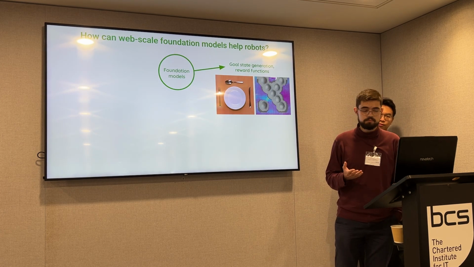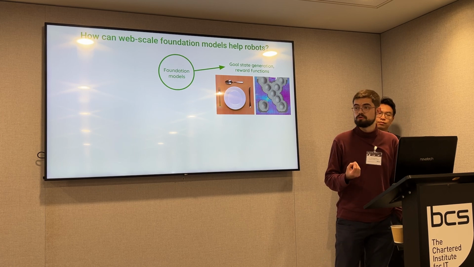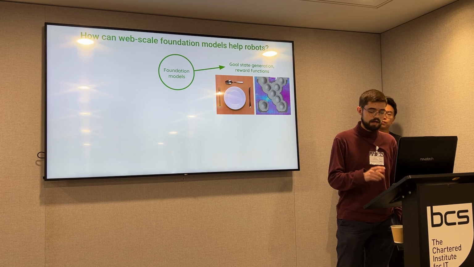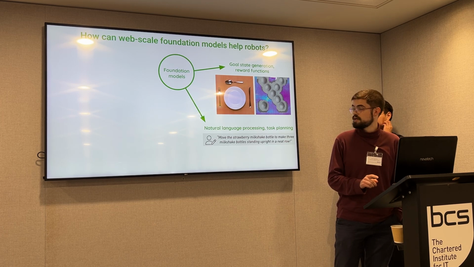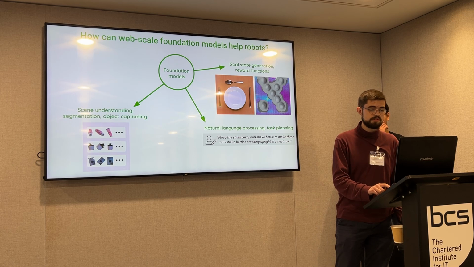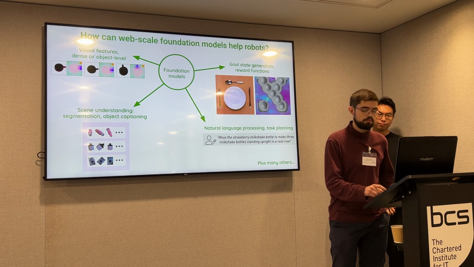Okay, so how can we use these foundation models in robotics? There are many ways, but we'll cover 4 of them in this talk. First, we can use them essentially as reward functions. So you give it a state, and it tells you how good that state is. Second, we can use their natural language processing abilities for task planning. Third, we can use them to understand a scene and break it down into objects. And fourth, we will also see how we can use visual features from foundation models in our robotics pipelines as well.